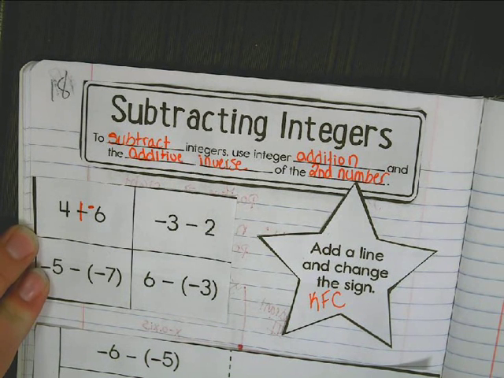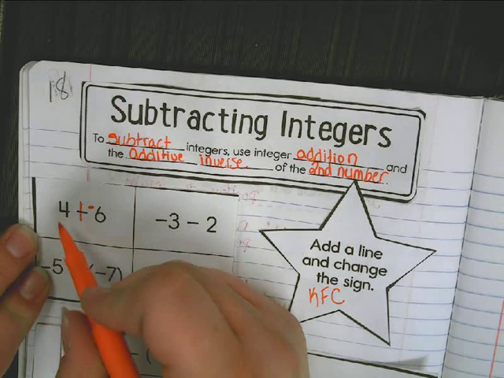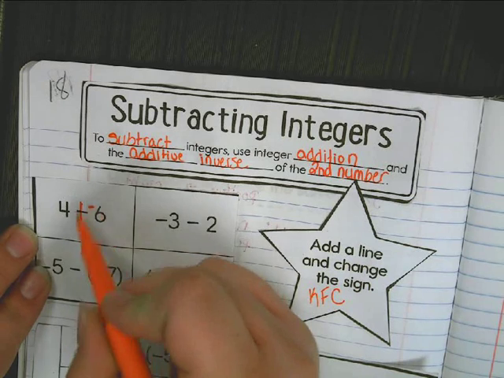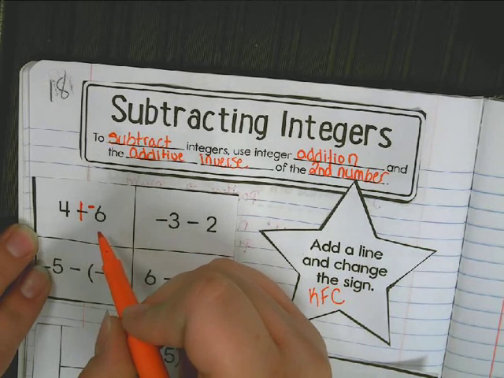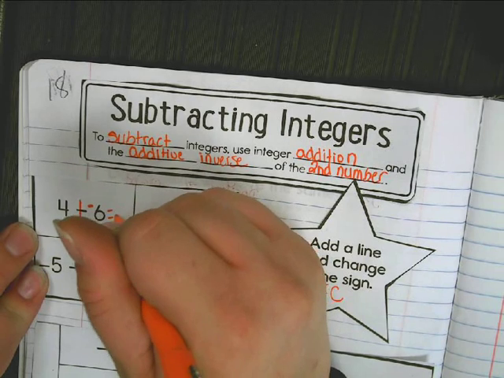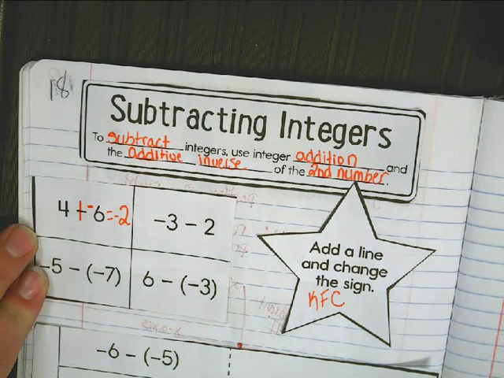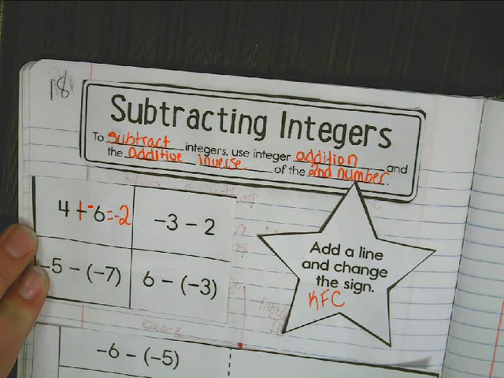Now, from last week, do I have same or different signs? Different. So what do I do? Subtract. Negative 2. Wow, that's really beautiful. As long as you know integer addition, you should be fine at subtraction.